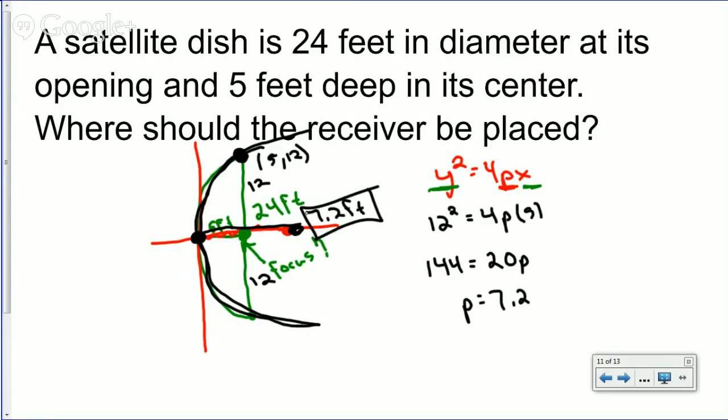So that's where the installer, or whoever's putting this in, needs to be putting that receiver to get the best quality of picture or whatever they're transmitting. He could put it here and he'll get some, but he's not going to get all of the reflections off of that satellite. Okay.